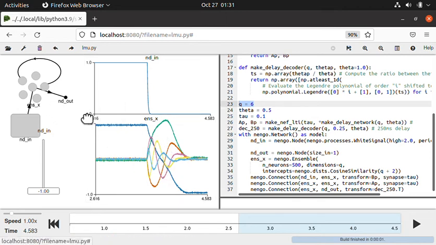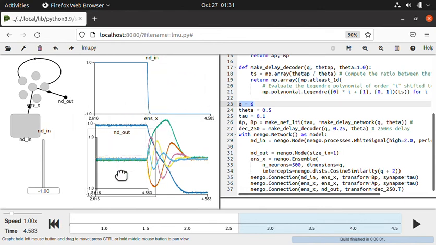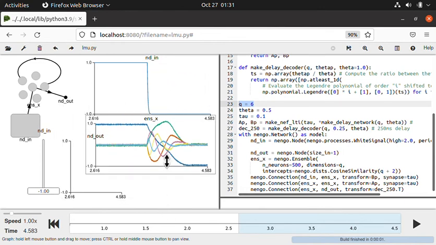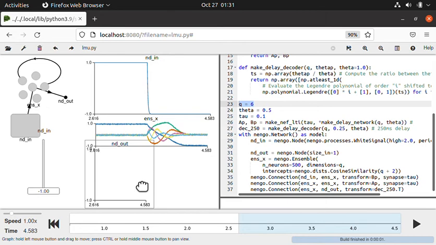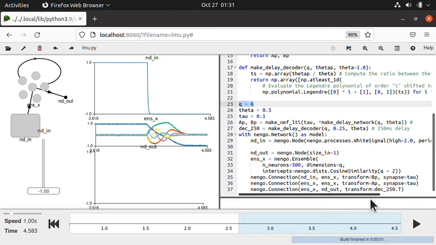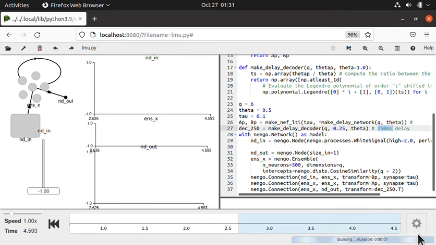I also have this output that takes these coefficients. If I ask it, hey, please find me the decoder that extracts the information from, apparently I've got a 250 millisecond delay. I can extract out any information that I want. So give me the information from 250 milliseconds ago. That's sort of what we're seeing here.